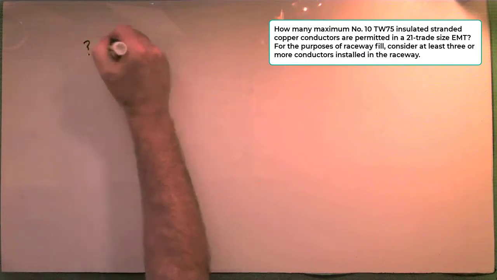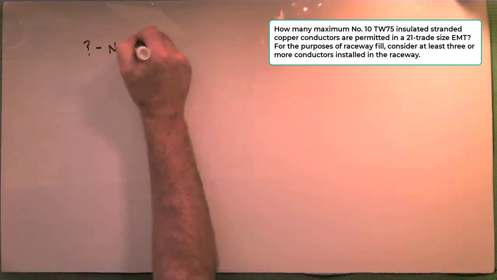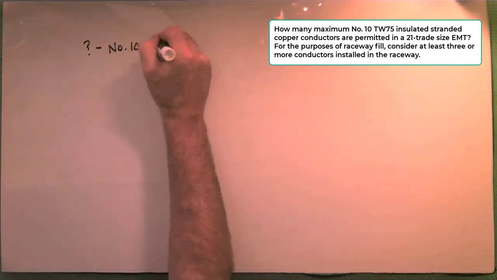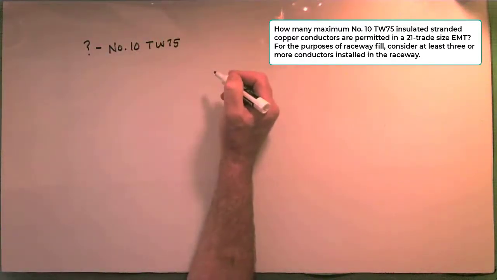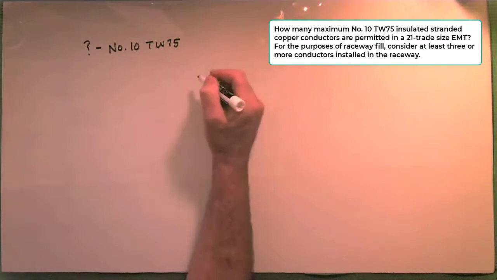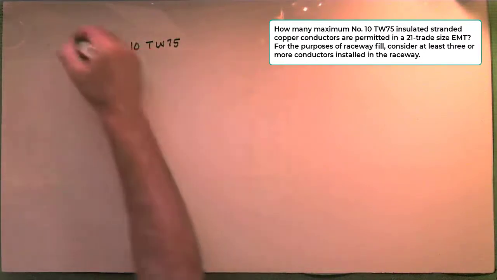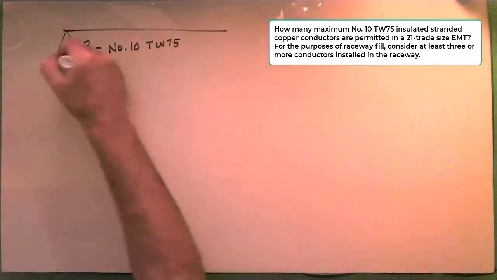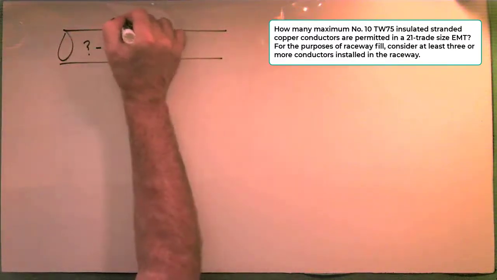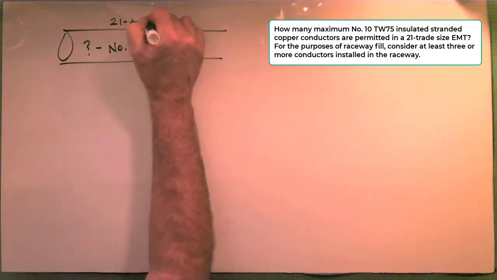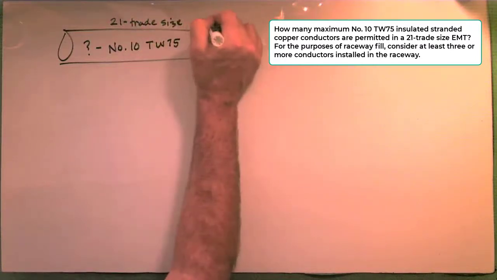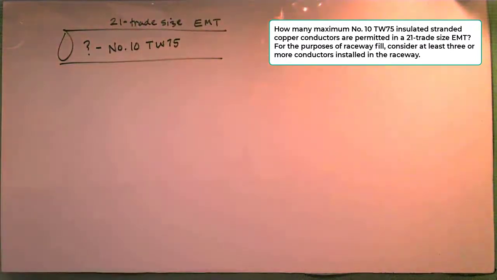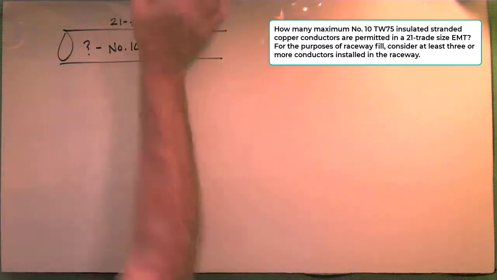They want to know how many number 10 TW75s. Okay, so we got a verification. 8. Okay, so we'll stop. Could I put in a 21 trade size? So this is a 21 trade size EMT. That's good. If you can do this, then the project we're going to do later, you're going to have a good understanding.